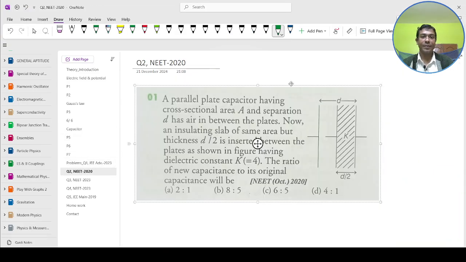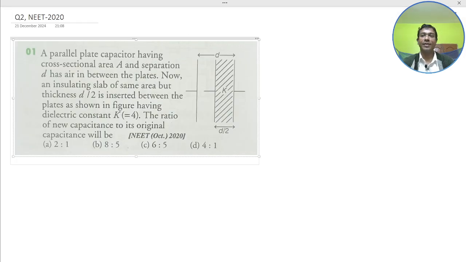Second one coming is NEET 2020, saying that a parallel plate capacitor having cross sectional area A and separation D has air in between the plates. You just pause this video and read all the questions for your better concepts and thinking the answers. But a slab of thickness D by 2 is inserted, as shown in the figure. Basically, parallel plate capacitor and a slab of thickness D by 2 is inserted between this, whose dielectric constant is K.